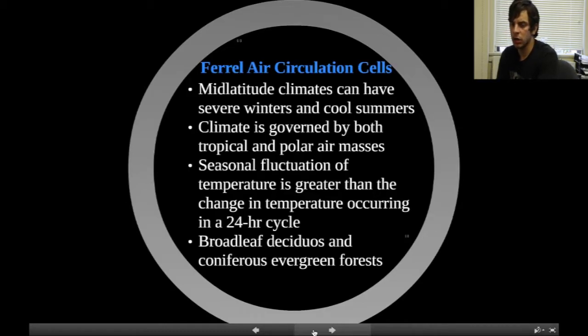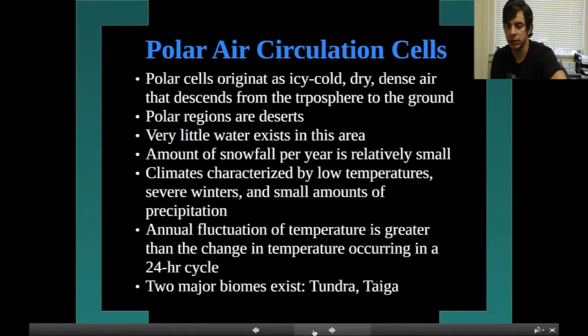Now, the second circulation cells, the Ferrel air circulation cells. Mid-latitude climates can have severe winters and cool summers. Climate is governed by both tropical and polar air masses. Seasonal fluctuations of temperatures are greater than the change in temperature occurring in a 24-hour cycle. Broadleaf, deciduous, and coniferous evergreen forest. These are characteristics of the Ferrel air circulation cell.